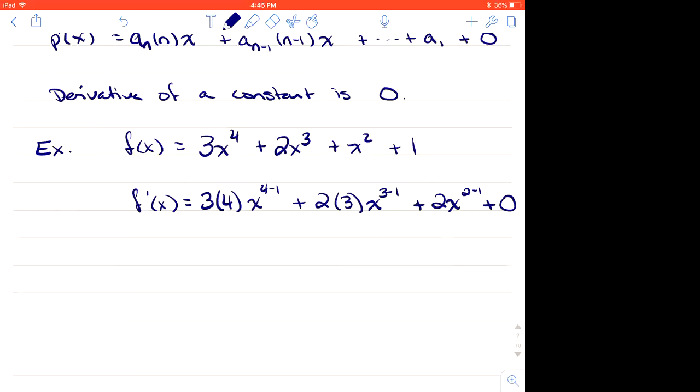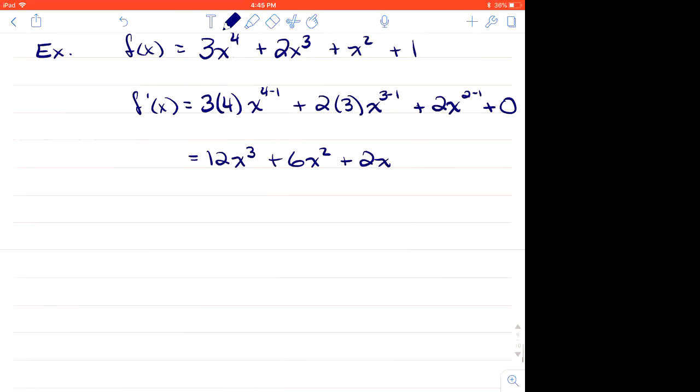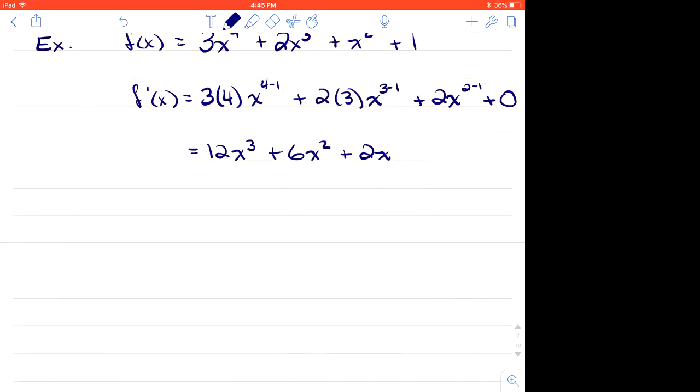That's right. Okay. Cool. So if we simplify this, we get 12x to the power of 3 plus 6x squared plus 2x. That's it. Congratulations. You can take the derivative of a polynomial.